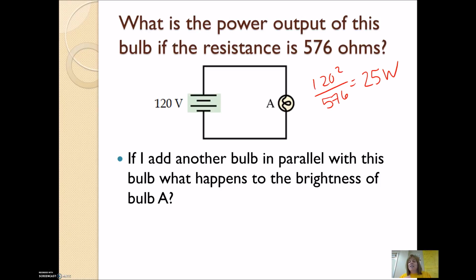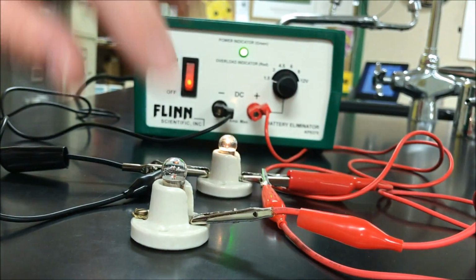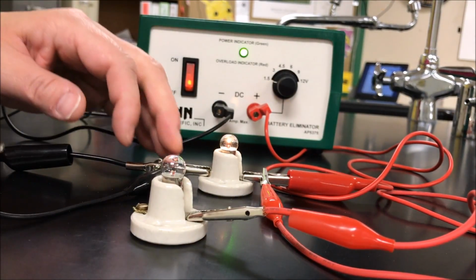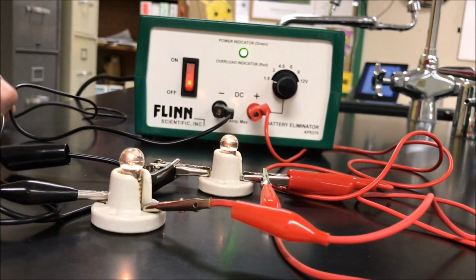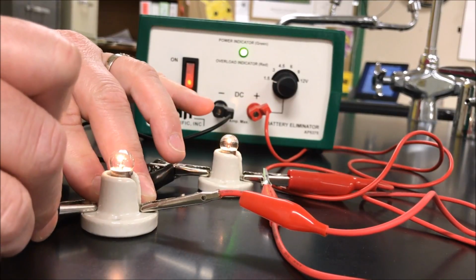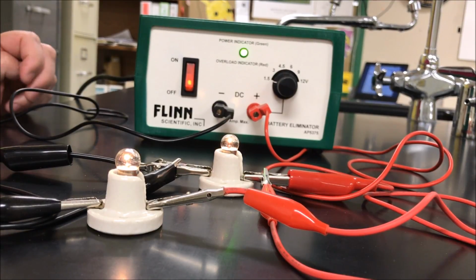Let's go to video and take a look. So here's my light bulb alone. Let's add another bulb in parallel. I want you to observe what happens to the first bulb and how bright the second bulb is. Notice the first bulb brightness didn't change when I added the second bulb. Also notice that the brightness of the second bulb is the same brightness as the first bulb.